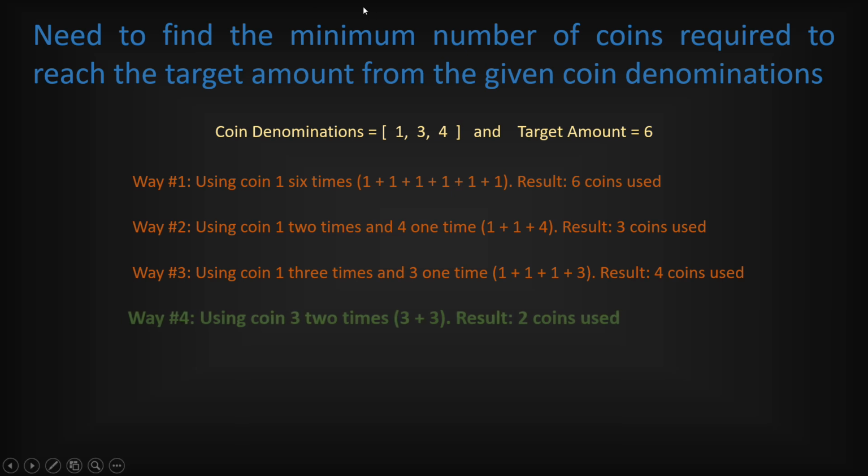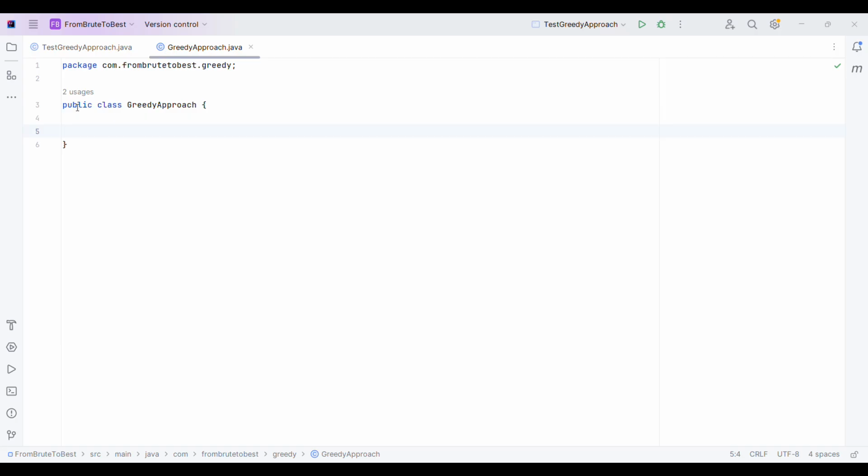target amount. I will show you 2 code examples, first with the wrong greedy approach, and second with the correct dynamic programming approach. Let me quickly write the code for the greedy approach. I already have created this class, greedy approach, where I will write the code for the wrong greedy approach solution. Okay, so let me quickly write the method definition here.